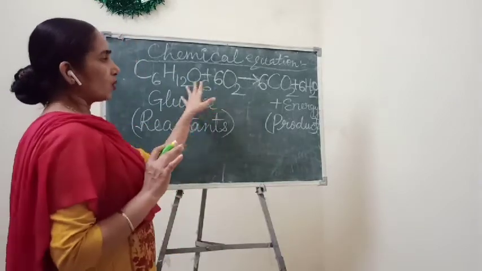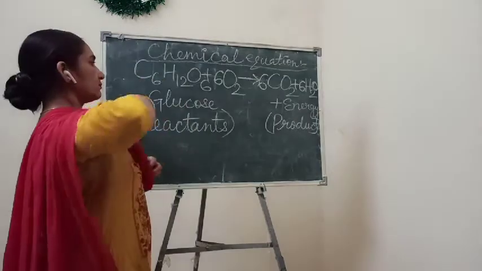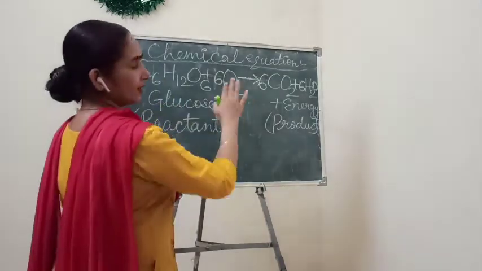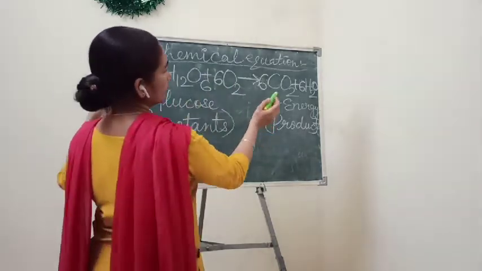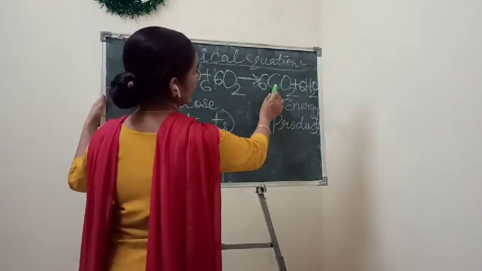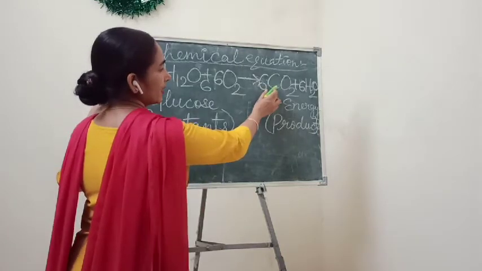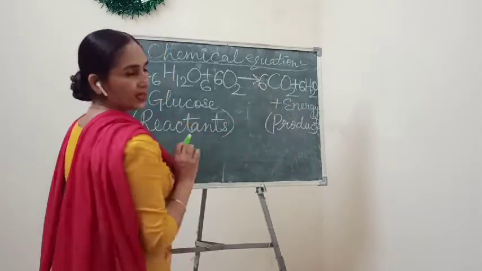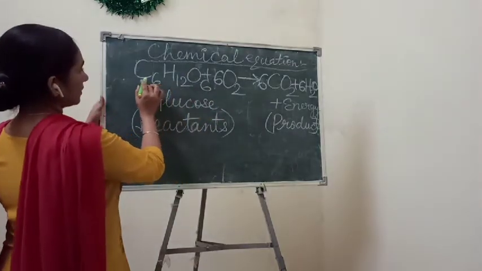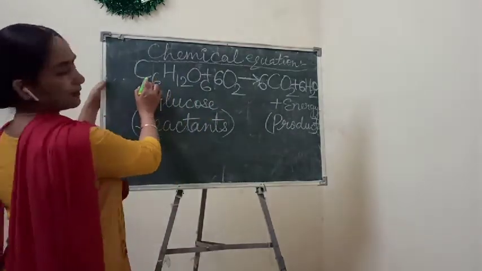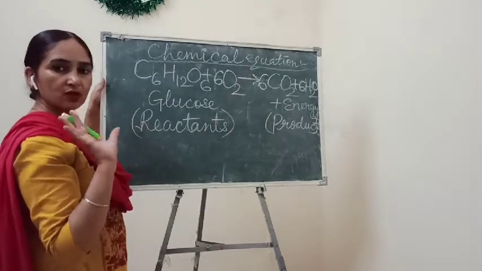So on both sides 14 oxygen are there, and now we check the carbon. So here how many carbon are there? In the product 6 carbon are there, and in the reactants also 6 carbon are there. So carbon is also balanced.